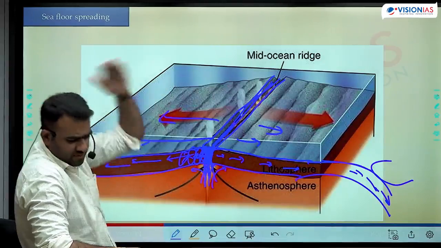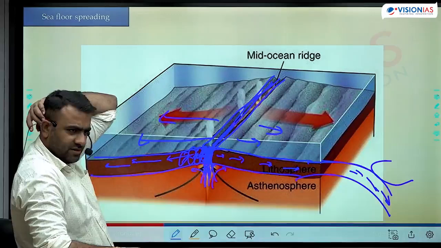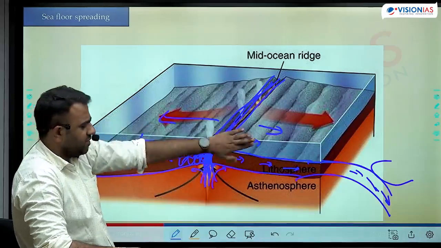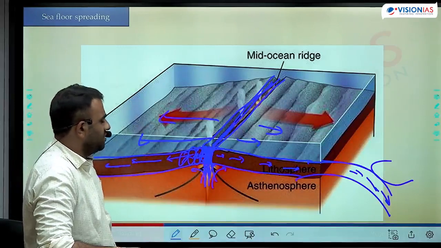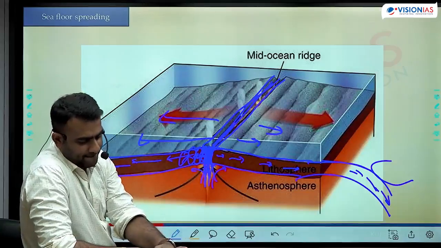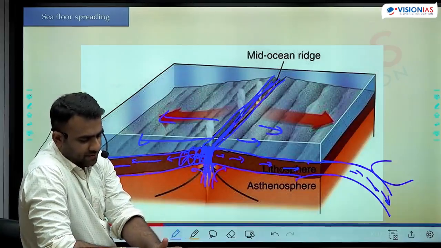Now, what is this process of subduction? We'll study that in detail in plate tectonics. Okay, so we will read about that in detail. Harry Hess will not discuss it in too much detail over there. So this is the idea of the seafloor spreading theory. Any doubts here?